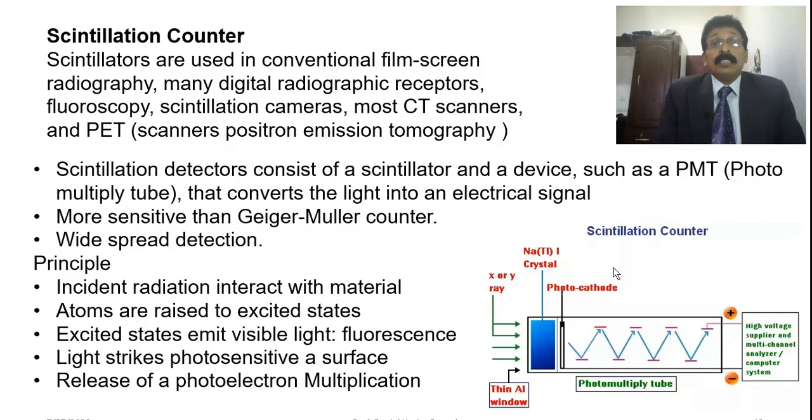Scanner, positron emission tomography. This one is also a type. This is why we are telling you this counter is present even in the scanners which are normally available. The scintillation detectors consist of scintillators and a device such as a PMT, that is photomultiplier tube, that converts the light into an electrical signal.